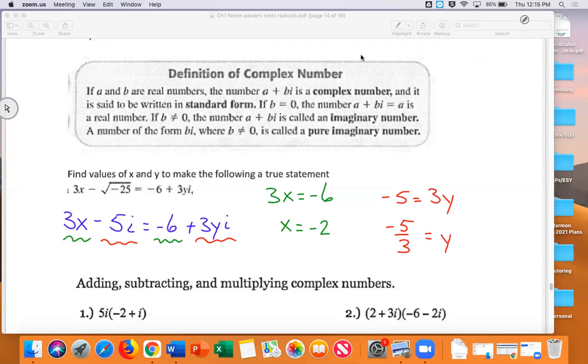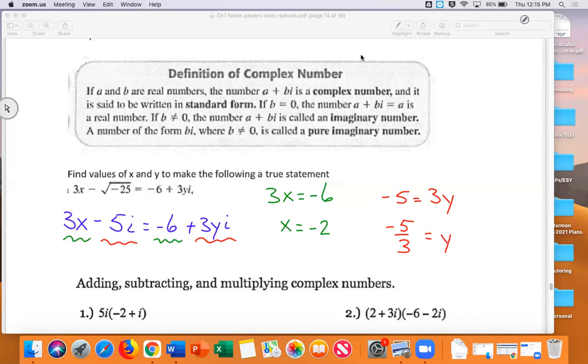All right, let me explain it one more time, and then let's see if it clears up your question. So with complex numbers, we have a real part, which is the part without the i, and then we have the imaginary part, which is the part with the i. And when we're being asked to find the value of x or y in question number 1 here, what I'm going to do is break both sides down as far as I can go. The right side I have -6 plus 3yi.